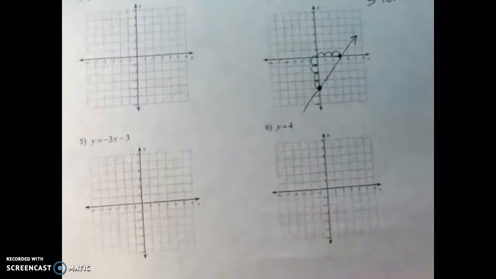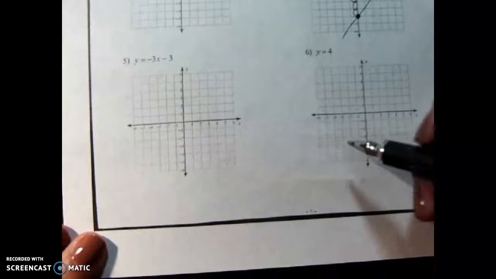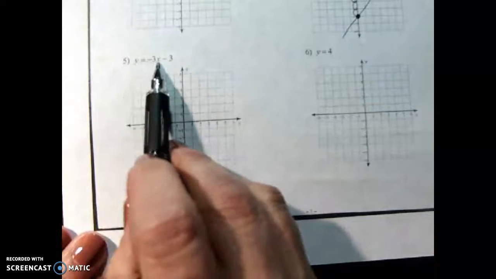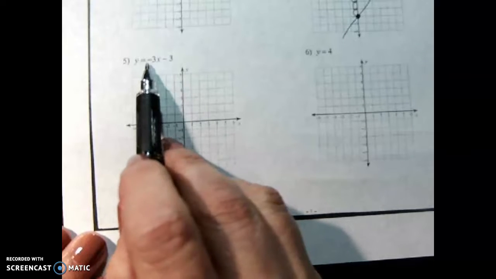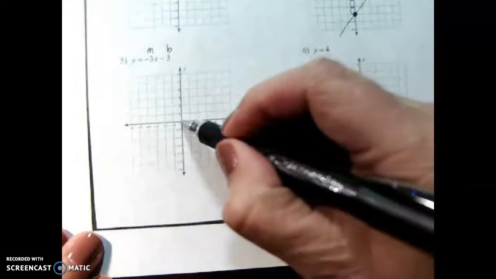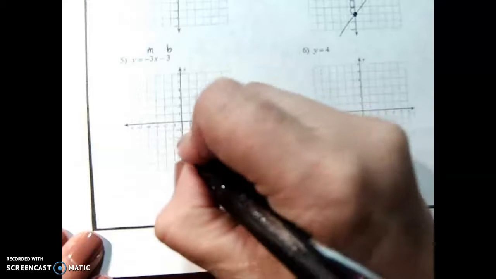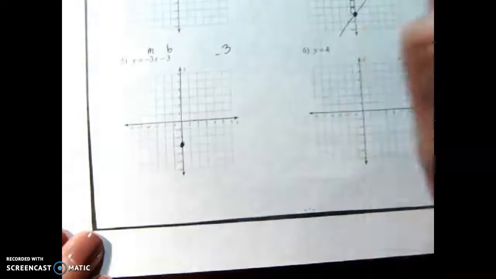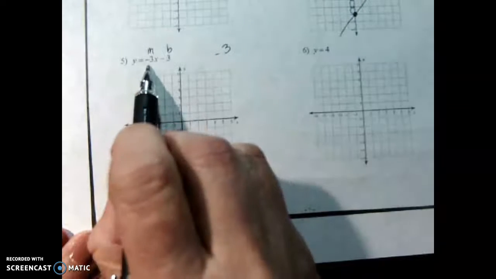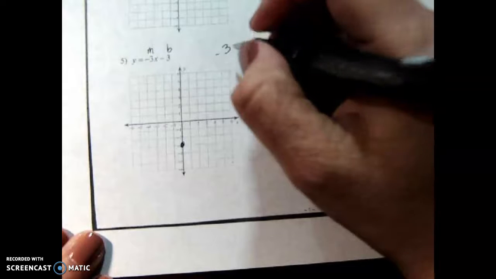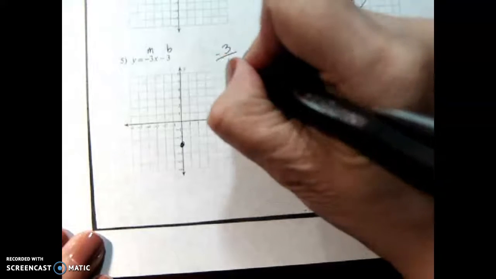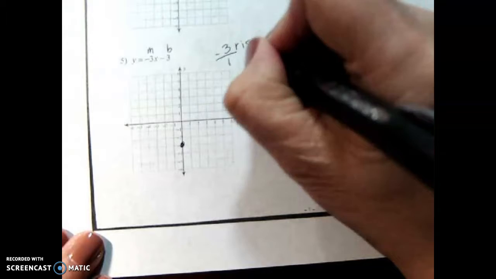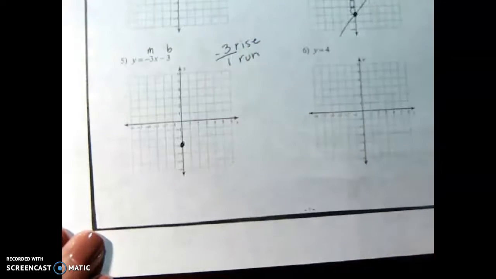All right, let's do another one. Okay, y equals -3x minus 3. So this is my b, this is my m. So I'm going to find -3, 1, 2, 3, make a dot. And this is my rise and run. It doesn't have a fraction, but remember, to make a number into a fraction, we put it over 1. So this is my rise, this is my run.